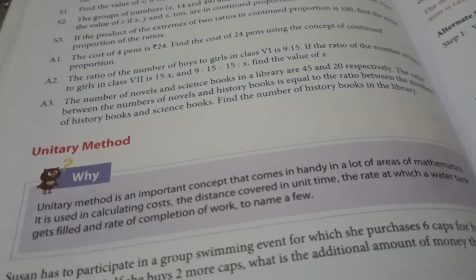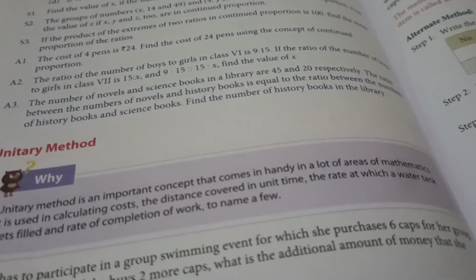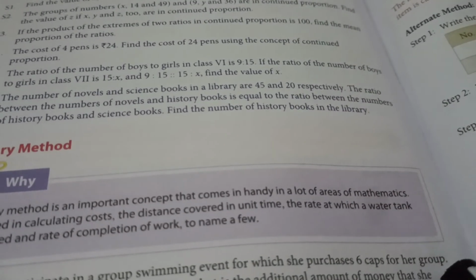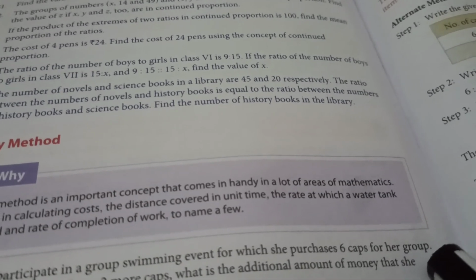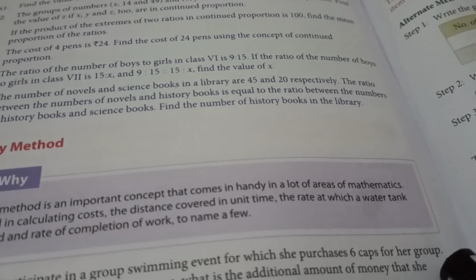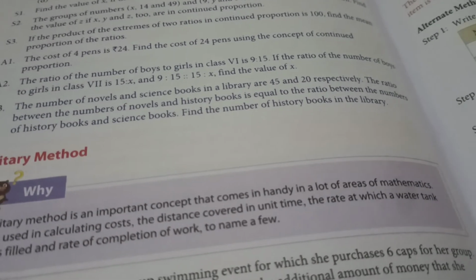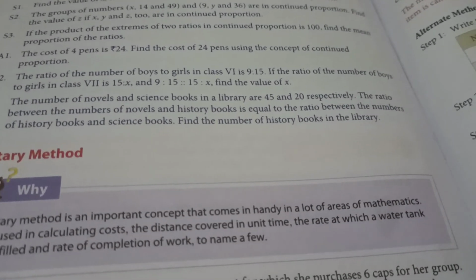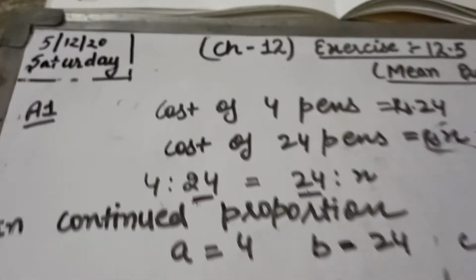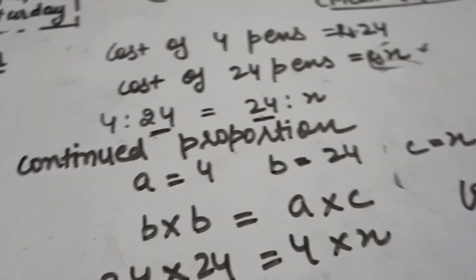After that A3: the number of novels and science books in a library are 45 and 20 respectively. The ratio between the number of novels and history books is equal to the ratio between the number of history books and science books. Find the number of history books in the library. So this also you will try to do yourself.